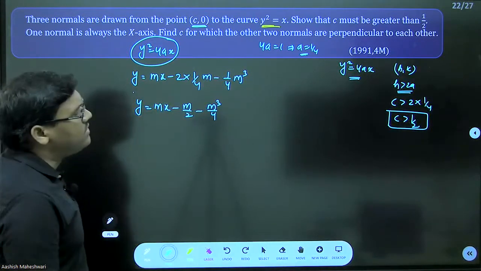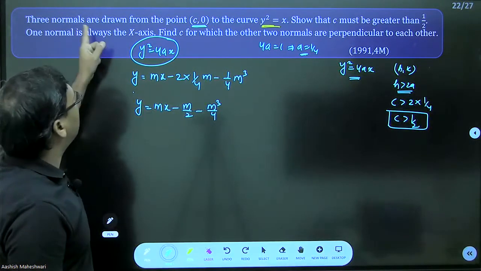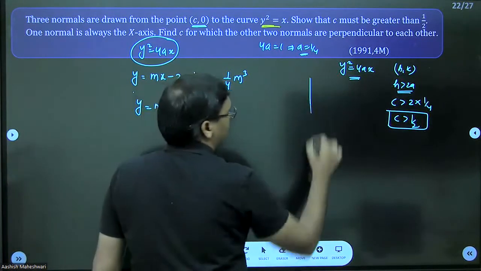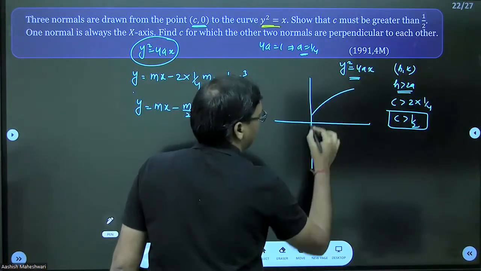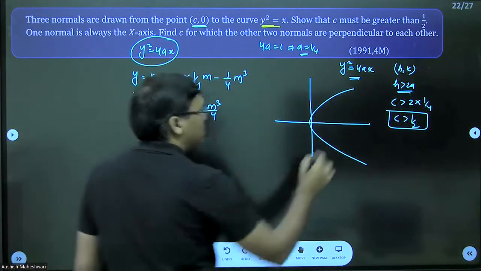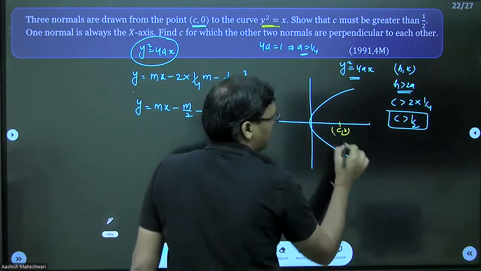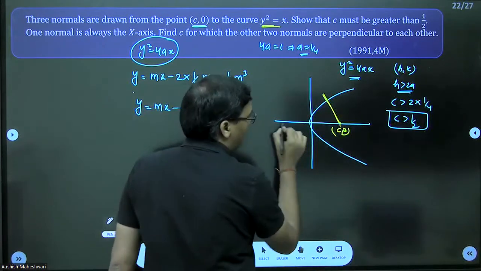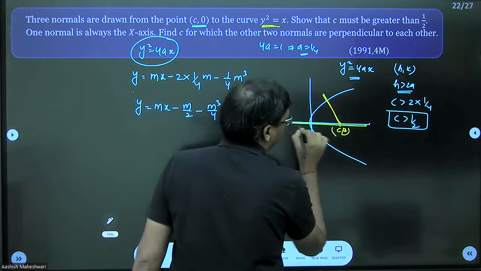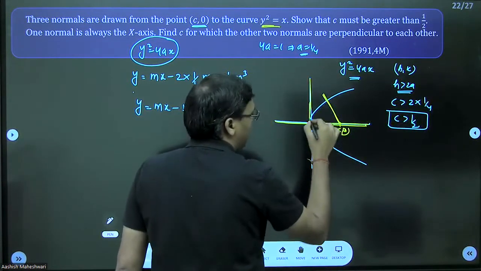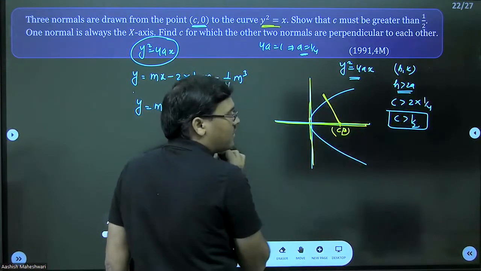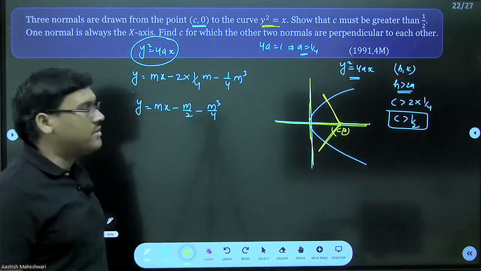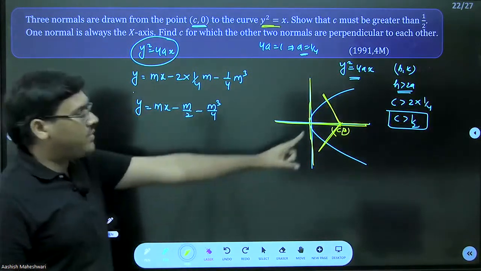Correct? Now see, it is given that the normal is drawn from which point? The normal is passing through which point? C comma 0. Basically, it's like this. This is the parabola and c comma 0 is the point on the x-axis. So you can see we are drawing three normals. One normal is this, and it is obvious that another normal will be the x-axis only, because this is the tangent at the vertex and the x-axis is perpendicular to it. That means this is a normal, right? And let's say this is the third normal, which is also passing through c comma 0.